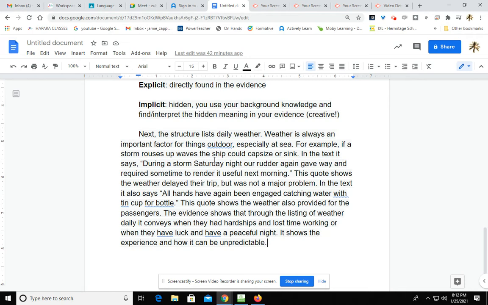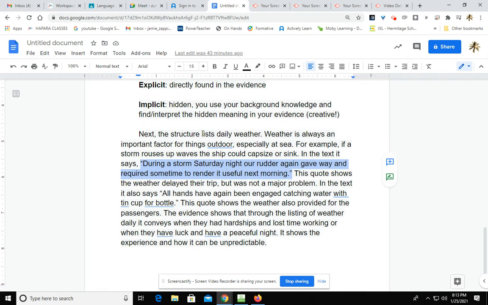So this is paragraph number 3, body paragraph number 2 of the essay from yesterday. Notice their evidence is right here. It says, "during a storm Saturday night, our rudder gave way and required time to render it useful the next morning." Now, explicit analysis is where you explain in your own words something you found directly in the evidence that ties in to your claim.